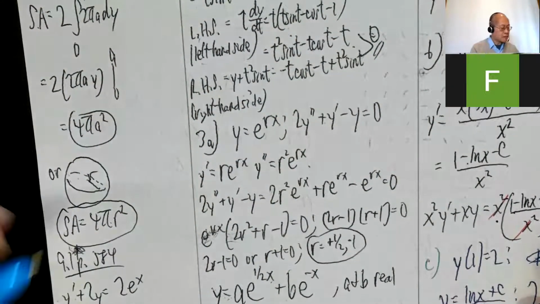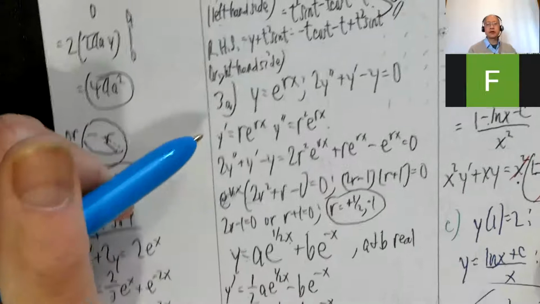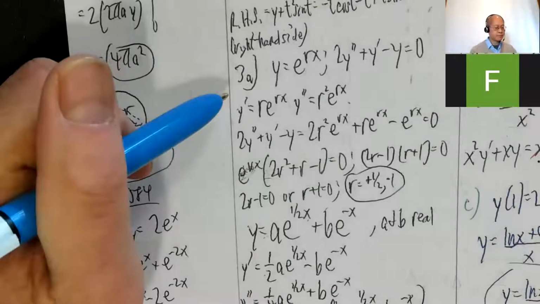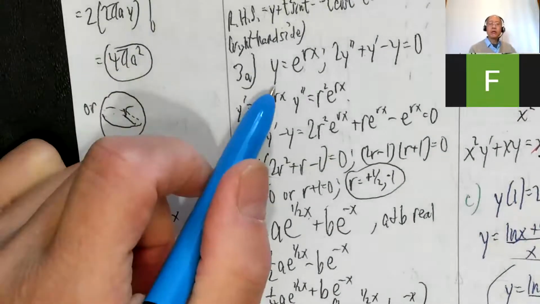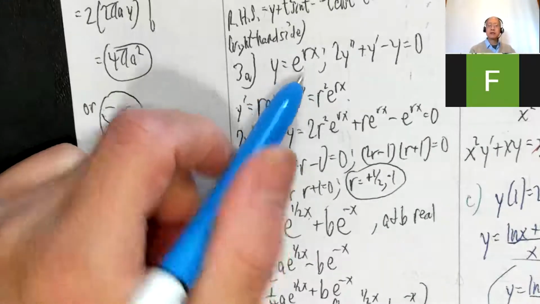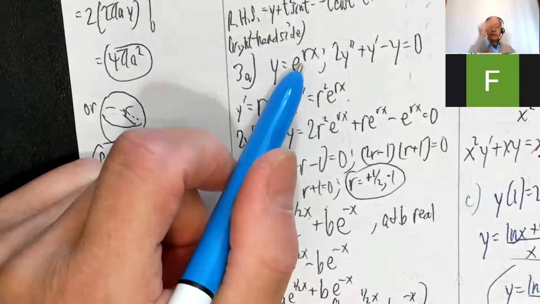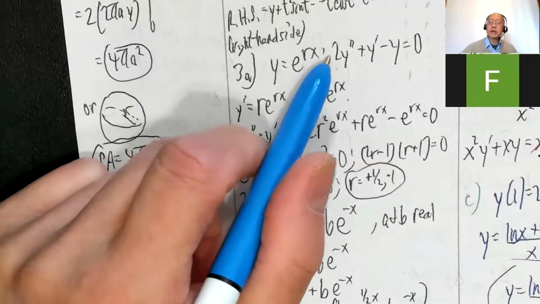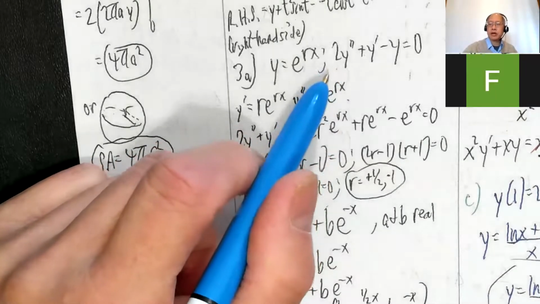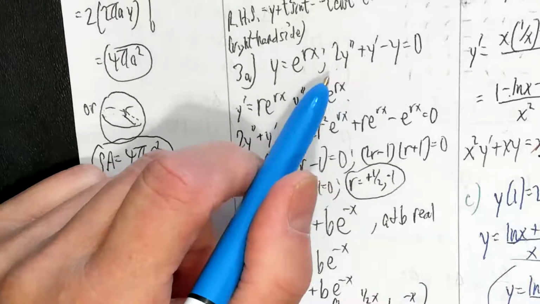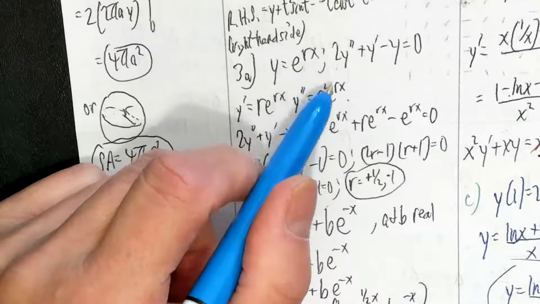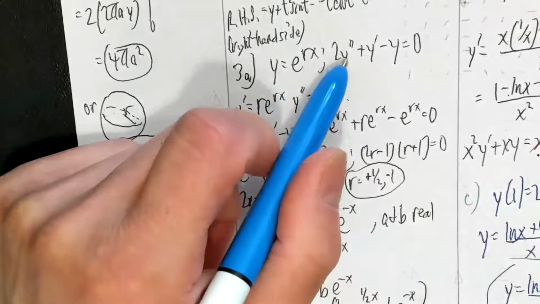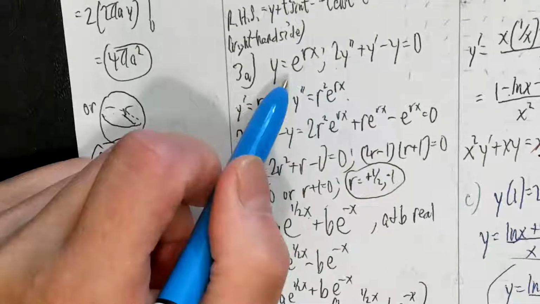So this is our first attempt to actually solve a differential equation to some extent. Y equals e to the rx. R is a constant. And they give me this differential equation that has a second derivative. 2y double prime plus y prime minus y is equal to 0. Okay, so how do I do that? Well, first, I guess I better figure out y prime and y double prime.